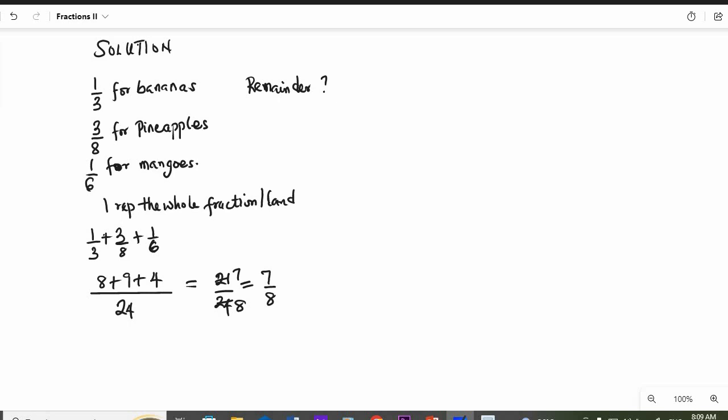So what is the remainder that will be left for oranges? Now to get the remainder, we simply say 1, which is the whole fraction of the land, minus 7/8. Okay, now just like we did before, we can find the LCM of 1 and 8. This gives us 8 here, and then 8 over 1 is 8. 8 times 1 is 8, minus 7 gives us 1/8.